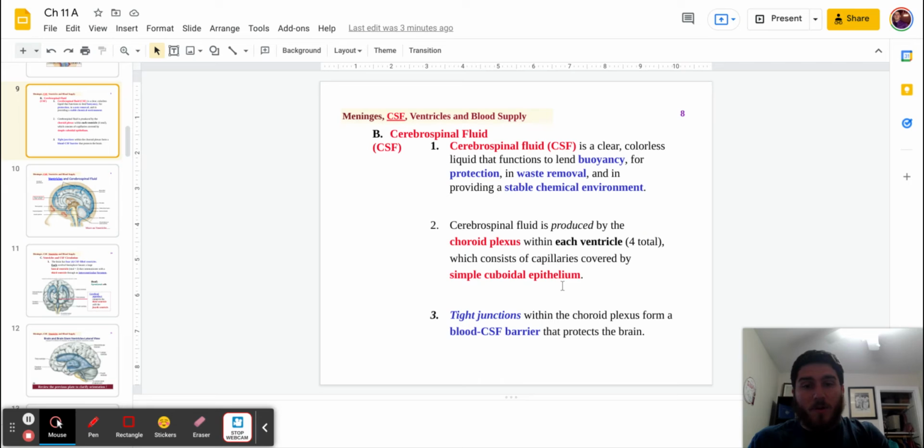As we continue, there are going to be tight junctions within these choroid plexus, and they're going to form what's called the blood cerebrospinal fluid barrier, and this is going to help protect the brain.